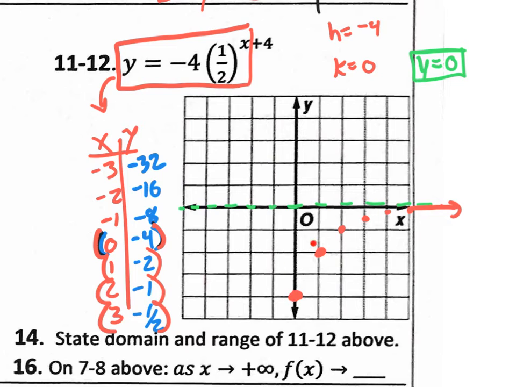So I need to take all these coordinates and move them where? 4 to the left, because the h value is -4. 4 to the left. So when you move every single one of these, 1, 2, 3, 4, 1, 2, 3, 4, and so on, and so on. So it's the same asymptote because it never moved up or down. The k value is 0, so the asymptote's at 0. And there's our graph.